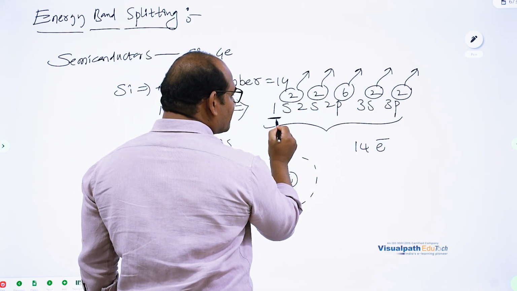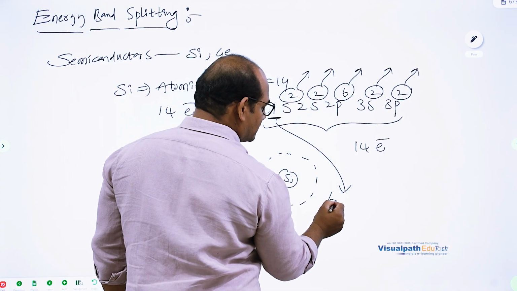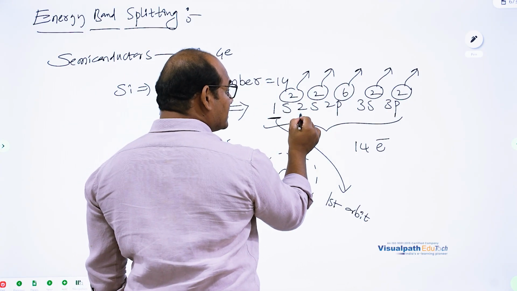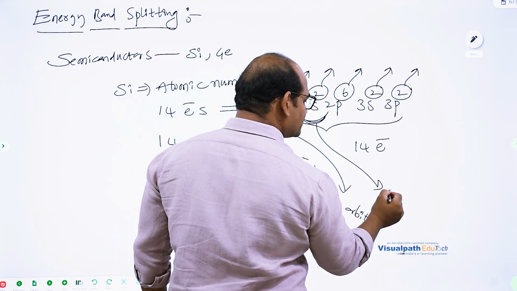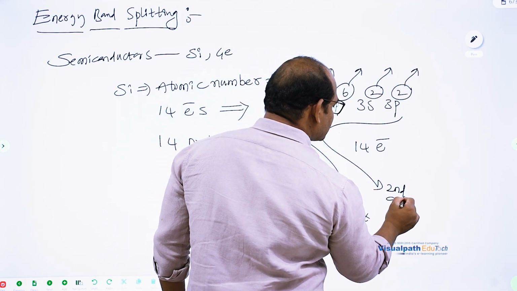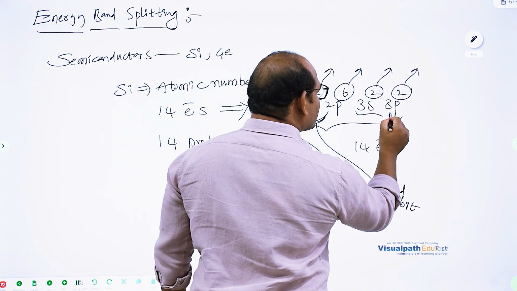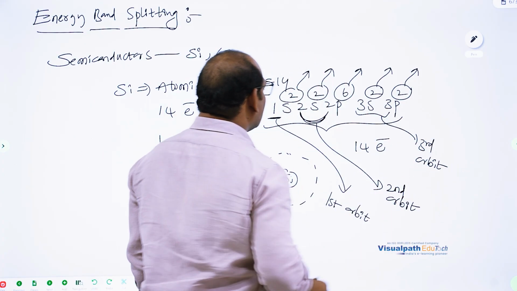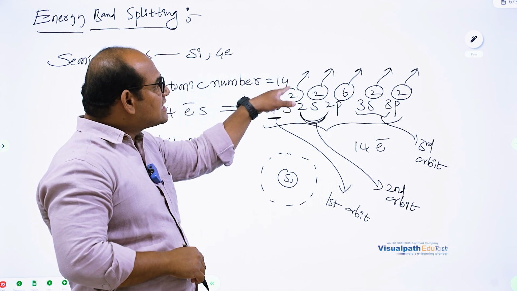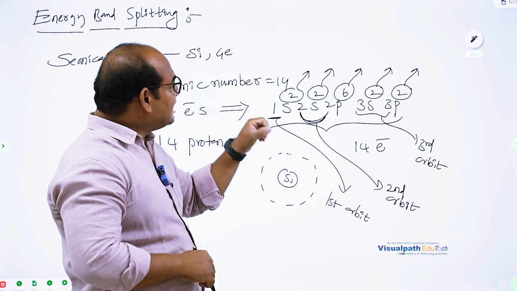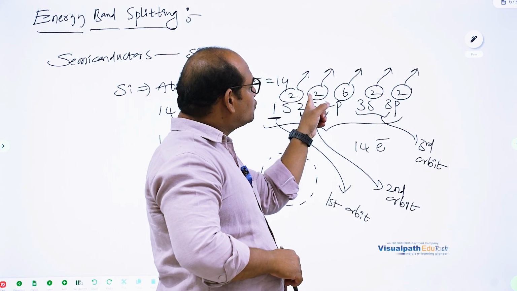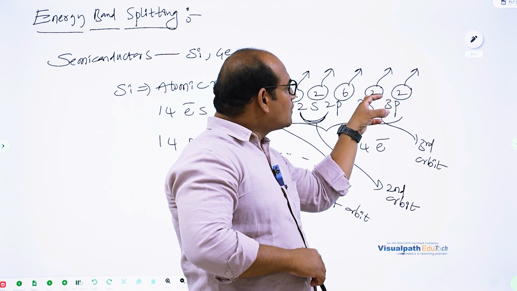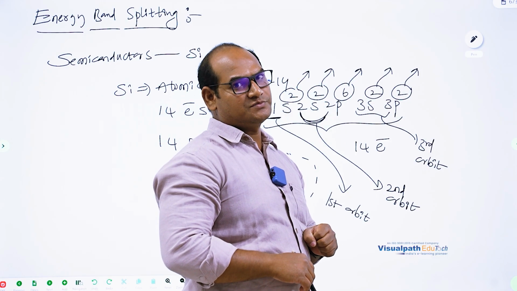This 1 is representing the first orbit. This 2 is representing the second orbit. This 3 is representing the third orbit. So, in the first orbit, how many electrons are involved? 2 electrons are involved. In the second orbit, how many electrons are involved? 2 plus 6, 8 electrons are involved. In the third orbit, how many electrons are involved? 2 plus 2, 4 electrons are involved.